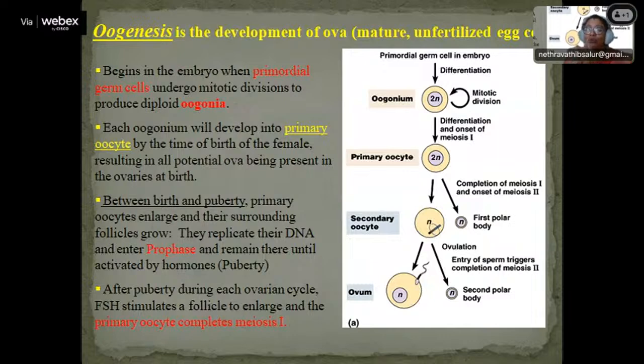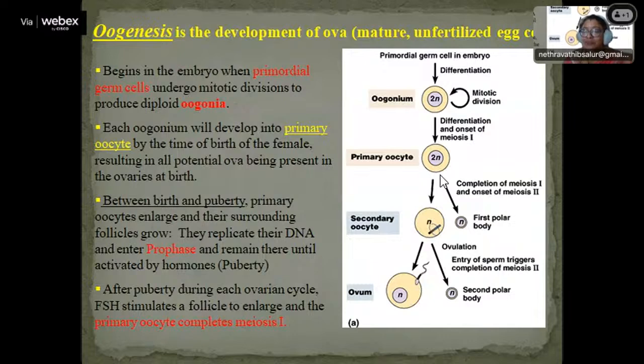Oogenesis comprises 3 steps: multiplication phase, growth phase, and maturation phase. Multiplication phase means the primordial germ cells, which are also called oogonial cells, will undergo continuous mitotic division and produce primary oocyte. This primary oocyte will enter into the maturation phase and undergo first meiotic division to form 2 unequal sized cells.